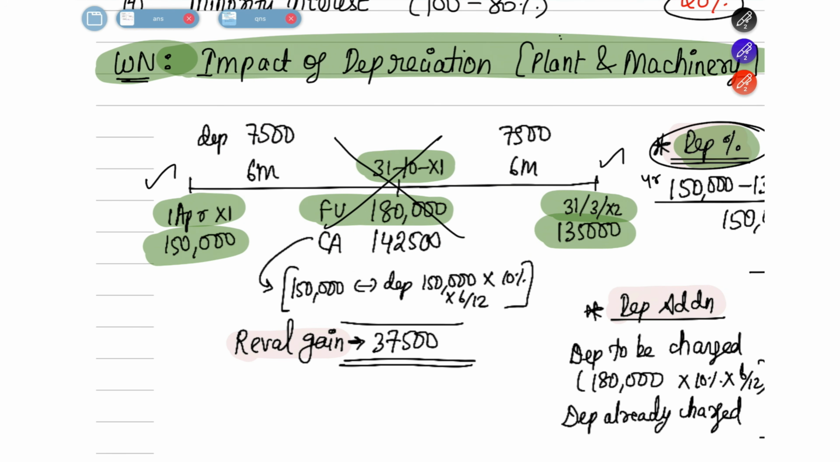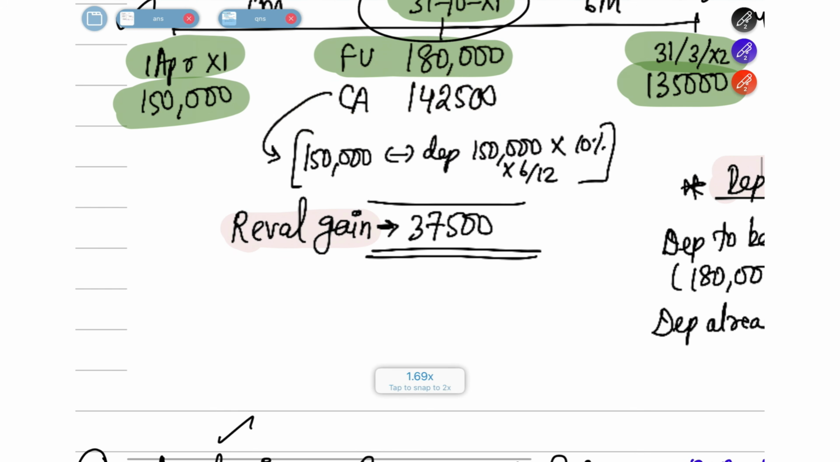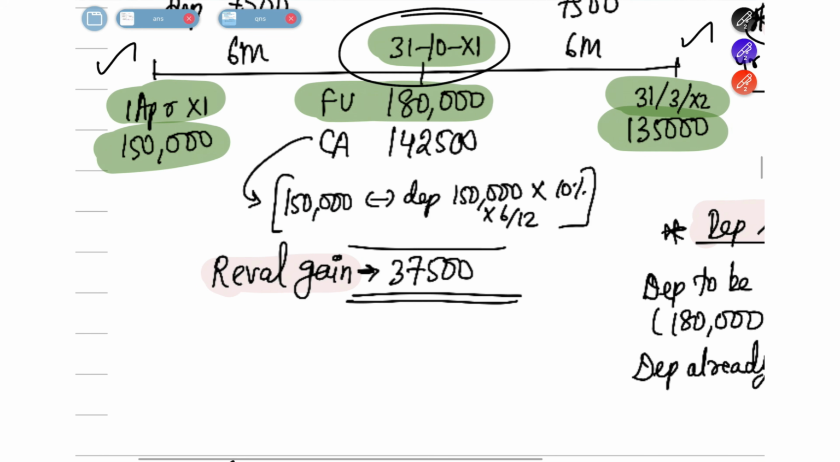Correct. So now what we are going to do is, we are going to see as on 31st October, what is the carrying amount? So what is the carrying amount you have to find out. So 1,50,000 rupees is the carrying amount as on the year start. So this is the carrying amount as on the year start. In this you have to depreciate for 6 months.